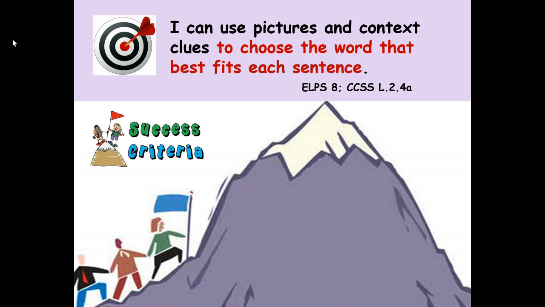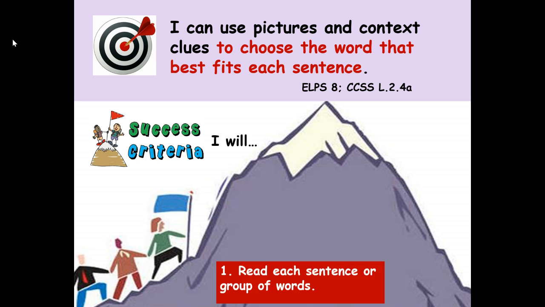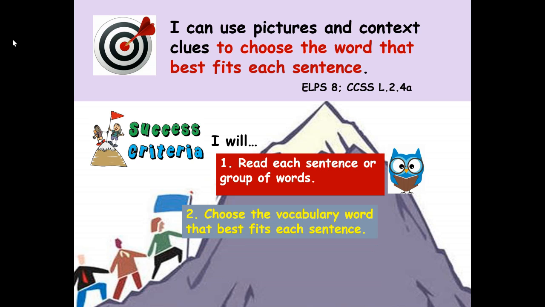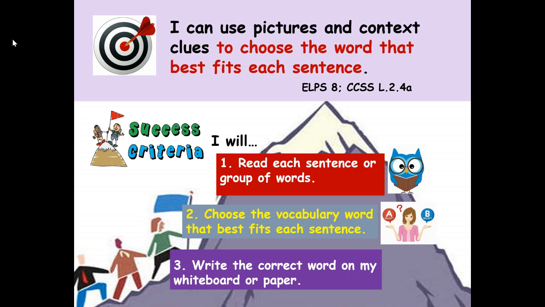Well, here are our steps to success. I will, number 1, read each sentence or group of words. Number 2, I will choose the vocabulary word that best fits each sentence. Number 3, I will write the correct vocabulary word on my whiteboard or paper.